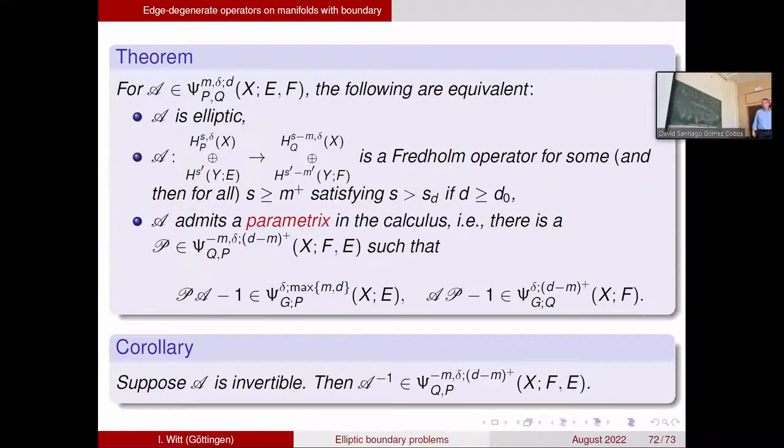So then we have our meta theorem. Basically, the calculus is complete once we have this theorem. The following three conditions are equivalent. A is elliptic in the sense that the principal symbol is pointwise invertible everywhere. Such a map is a Fredholm operator for some S large enough and then automatically for all S.